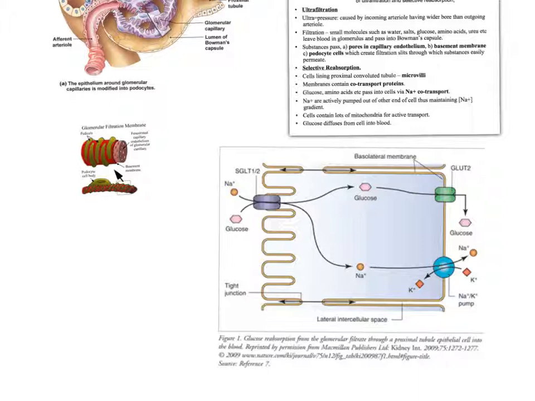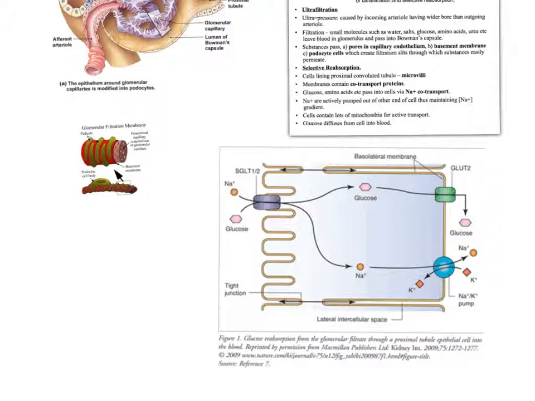So if we look at this cell, there are various features that we need to consider. First of all, you notice that we've got these structures here which increase the surface area of the cell in contact with the filtrate. These are called microvilli, which we've come across before. Their job is to increase surface area because we've got an exchange surface here, and therefore we want a large surface area to exchange things with.